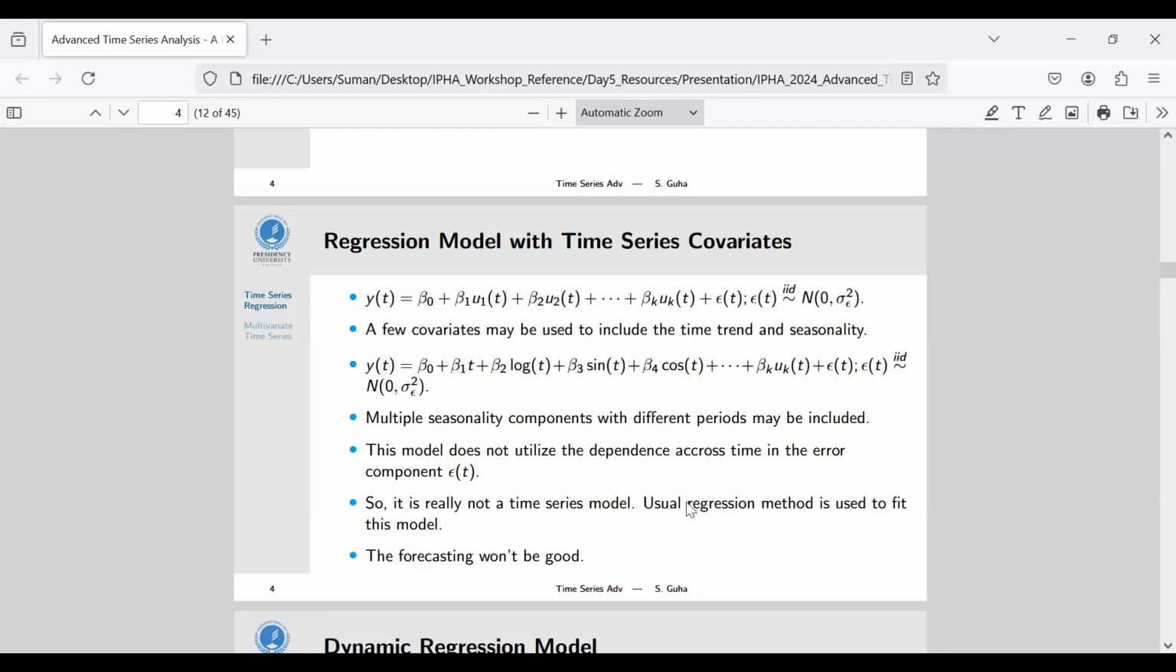All right, sir. Can you please demonstrate how to back transform the predictions that we got using the VAR model? What will be the R code?